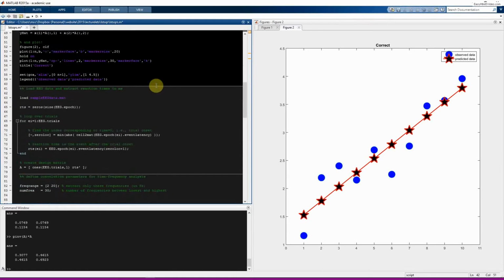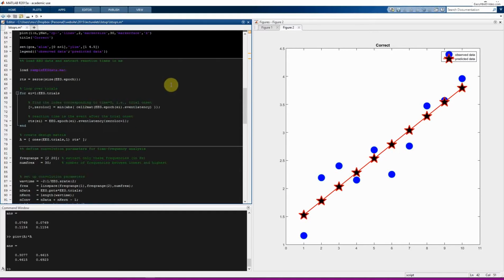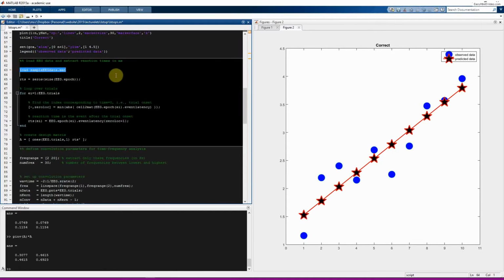I want to now do a real example with some EEG data. So we're going to load the sample EEG data that we've been working with many times. This cell here just extracts the reaction times from the epoch information. If you are familiar with the EEGLAB format, then this might make sense to you. If you're not, then you can go through these two lines if you like, but this is just how we extract the reaction times in milliseconds in this particular format of data. But that's not the important part.